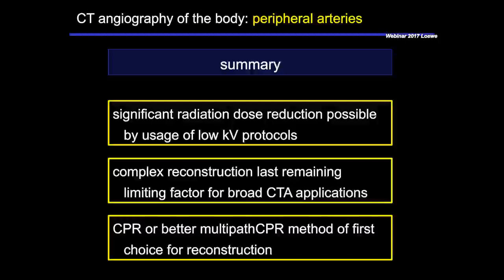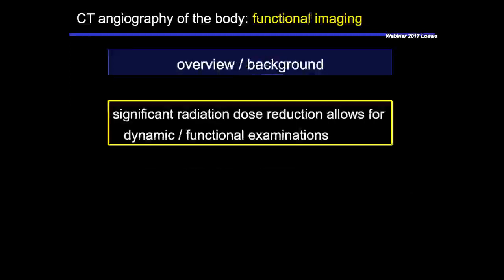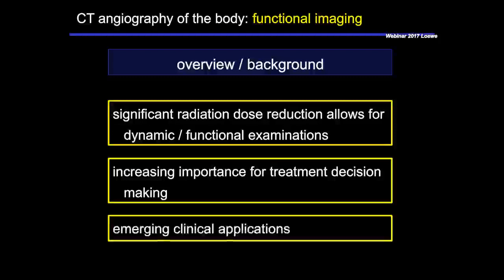Finally, just to give you an impression about what the new techniques allow for new applications, and I named this the so-called functional CTA. And functional CTA becomes possible due to the really significant radiation dose reduction. So we become able now to do even a dynamic acquisition. And of course, the improvement of the temporal resolution plays an important role as well. And this functional imaging becomes of increasing importance for treatment decision making, and will really define emerging clinical applications for the future.